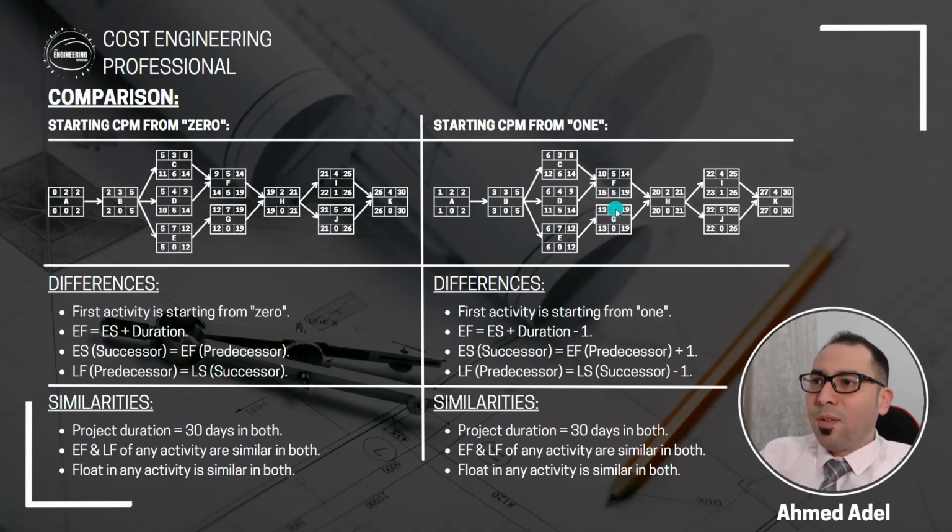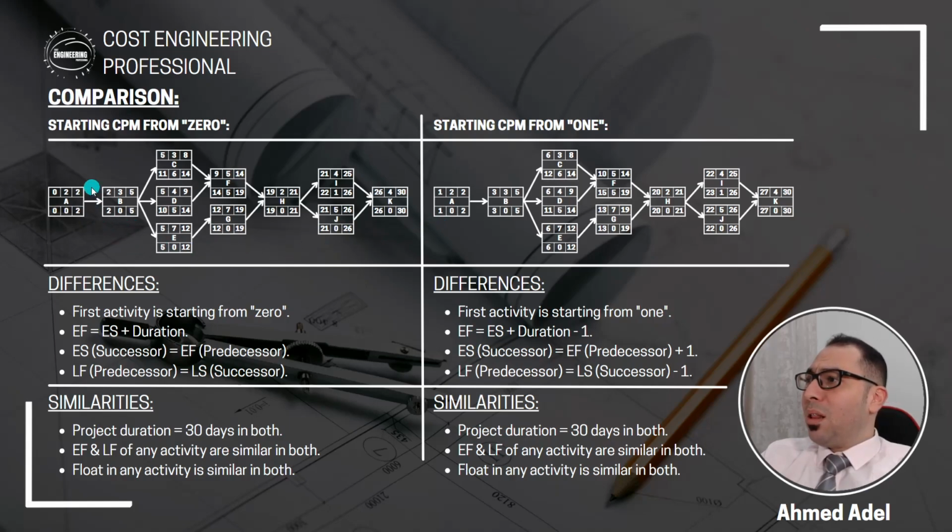So here in activity F, I have 5 days float. Here in activity F, I must have 5 days float. Activity E is critical and the float is 0. Here in this case, here also, activity E is critical and the float is 0. This is the critical path here, A, B, E, G, H, J, K. Here will be similar. So again, A, B, E, G, H, J, K. The critical path and the float in any activity must be same if you use this method or this method.